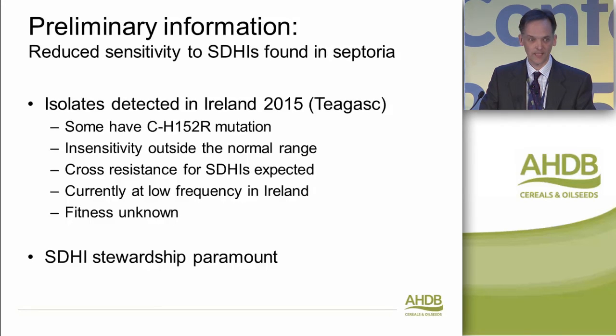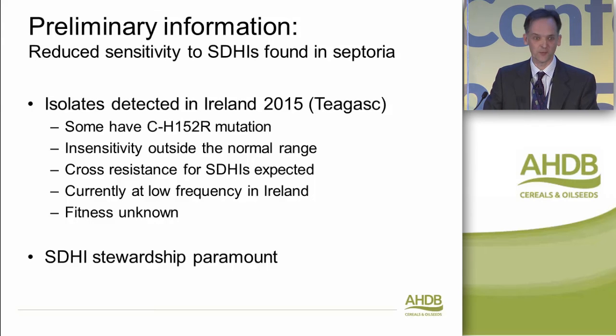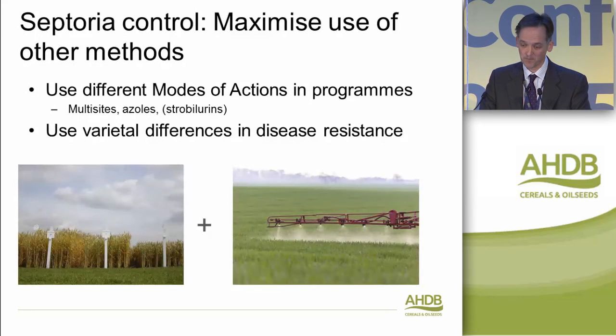What I'd like to say, though, is that out of this, the stewardship and the strategies we've been employing to control Septoria are correct and continue to be correct and are paramount from here on. By that, we're talking about maximizing the other methods that we have of controlling Septoria. We want to make these actives last as long as we possibly can. So using them responsibly, using them when we need them, using multi-sites and azoles alongside them whenever possible, and possibly even using strobilurins, which still have some small effect on Septoria.